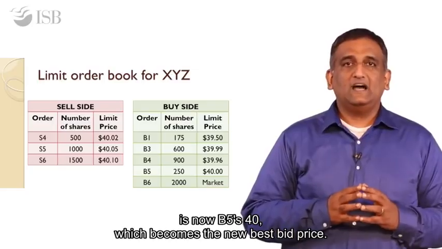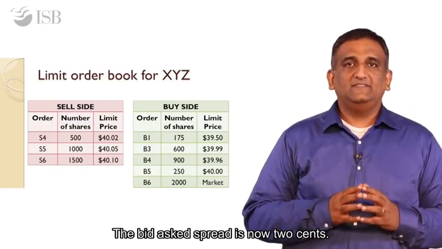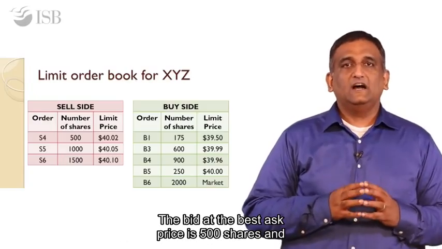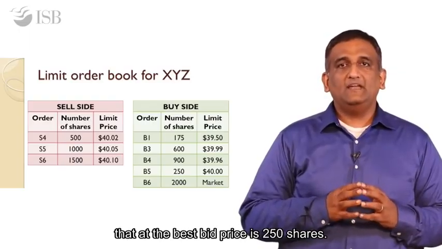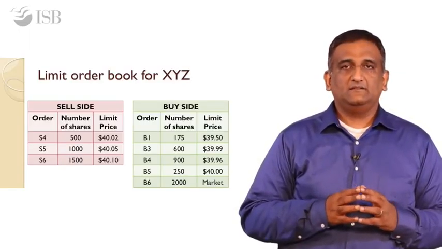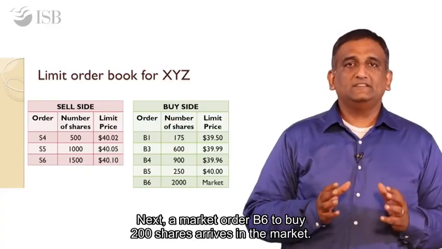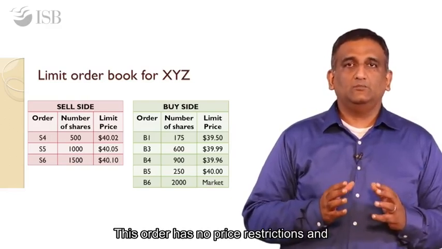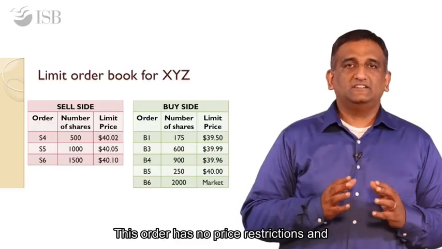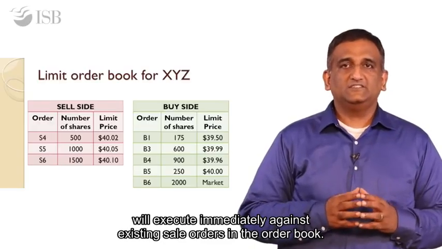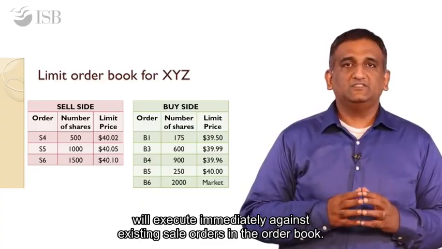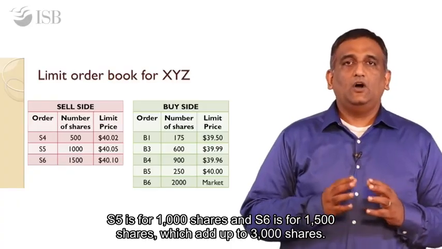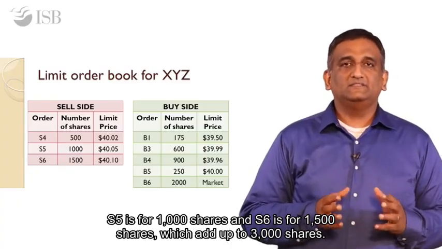The depth at the best ask price is 500 shares and that at the best bid price is 250 shares. Next, a market order B6 to buy 200 shares arrives in the market. This order has no price restrictions and will execute immediately against existing sell orders in the order book. S4 is for 500 shares, S5 is for 1000 shares and S6 is for 1500 shares, which add up to 3000 shares. So there is enough number of shares on offer to completely fill B6.